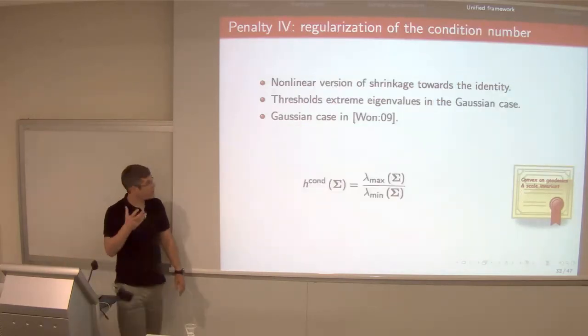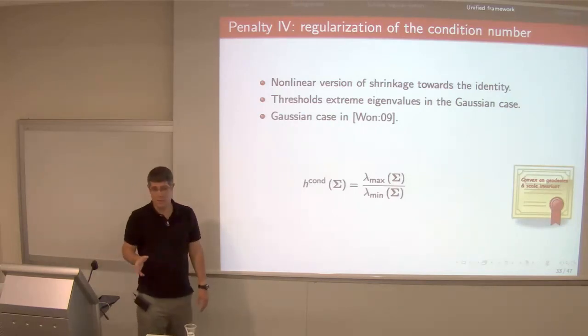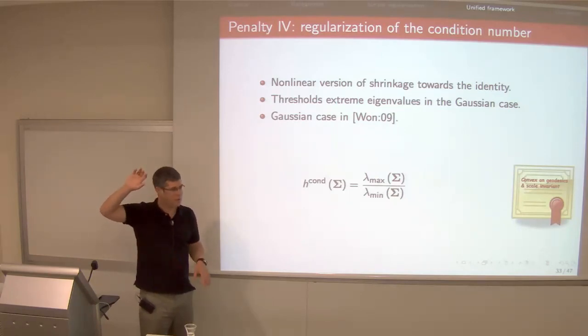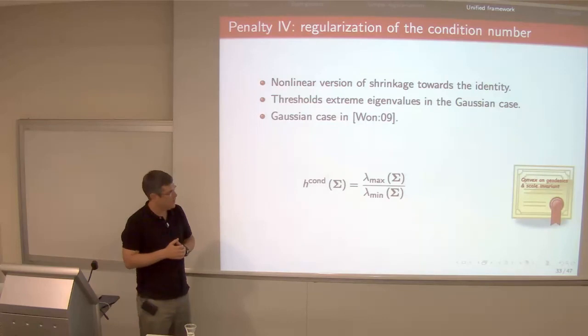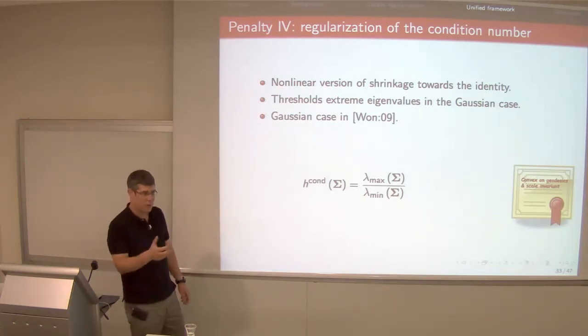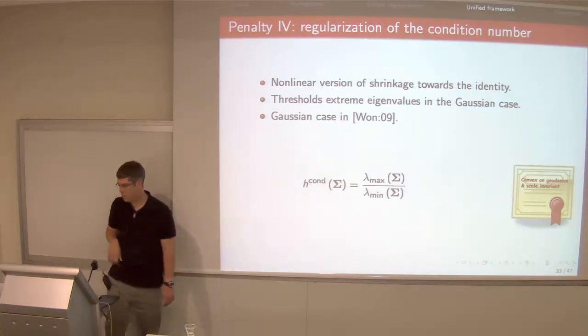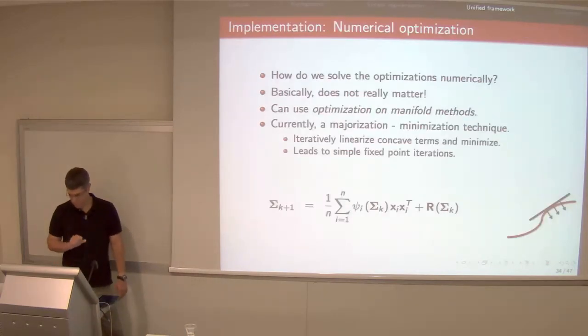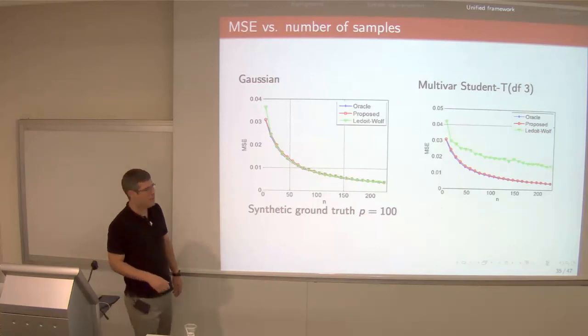Regularization of the condition number is also very successful in many problems in covariance estimation. This is like shrinkage to the identity, but it does it not in a linear manner, but using thresholding. It kind of thresholds the upper and lower eigenvalues. But again, this function, we show it's convex on the geodesic and scale invariant. All you need to do is add it, and you get what you need. How do we minimize these functions? Who cares? Just use your favorite algorithm.